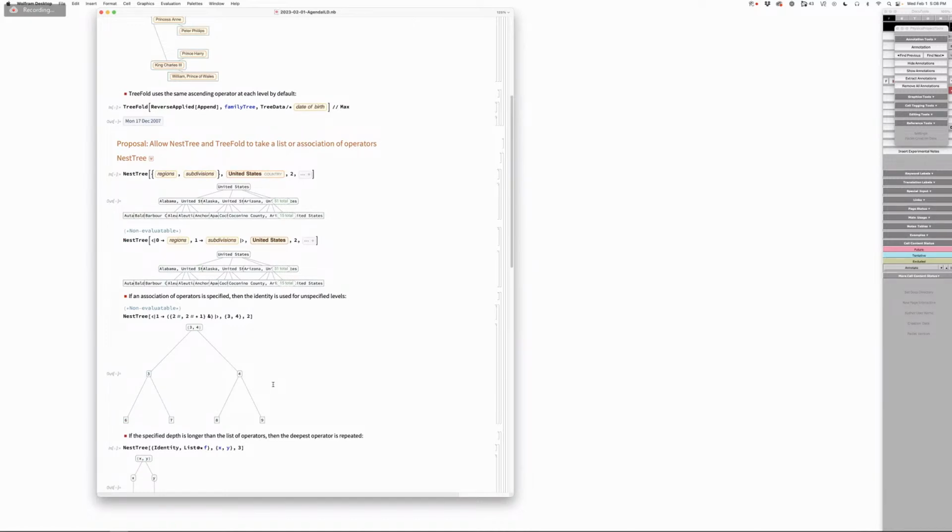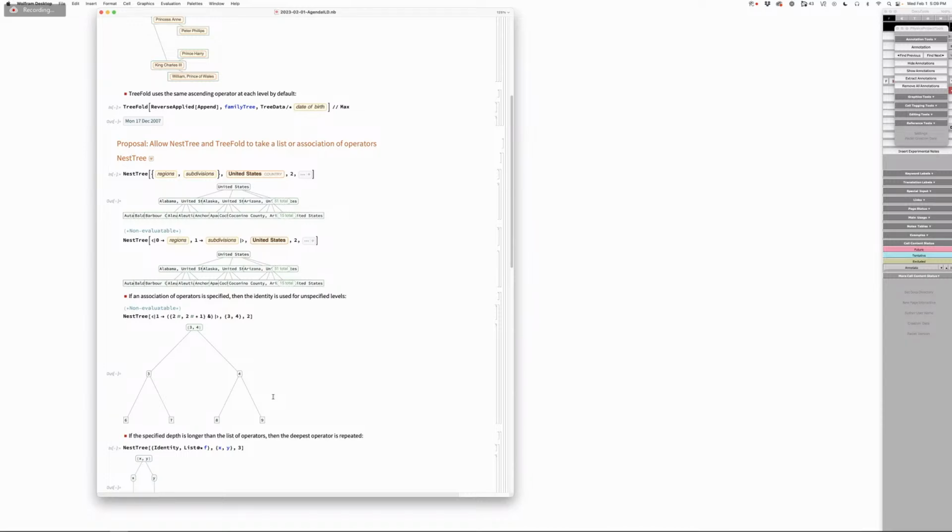Right. So in this first example, you're using regions to calculate the children at the country level, but you're using subdivisions to calculate the children at the division level. So this says with different part numbers, use different functions. I mean, we could imagine the same thing for Map, couldn't we? Yes, like a version of Map that takes a list of functions. Yep. That says at different levels do different things. Exactly. It's the same concept.